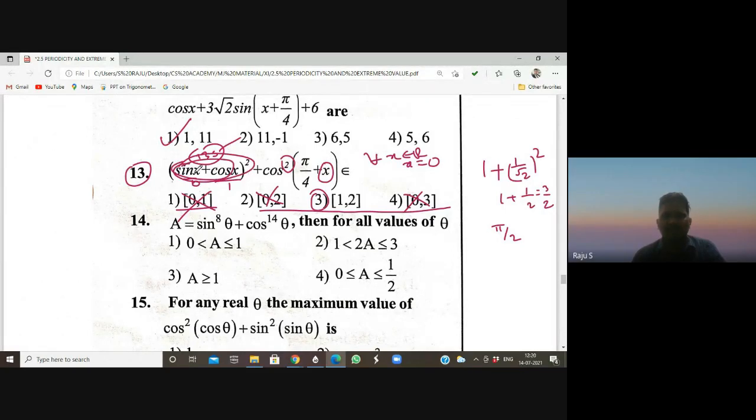Okay, the first one will be 0, because sin 135 is 1 by root 2, cos 135 is minus 1 by root 2, we get 0. But when you substitute 135 here, it should not, because cos square means cos of 135 plus 45, which is 180. Cos 180 is minus 1, square is plus 1. So the minimum value we get is 1. We should not get 0.